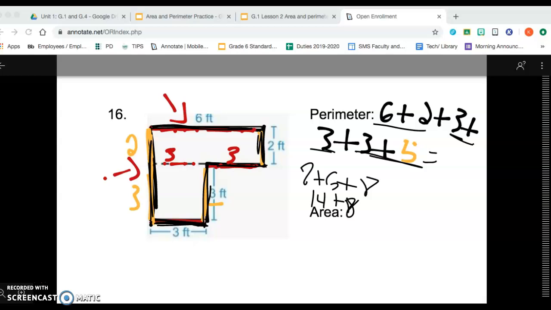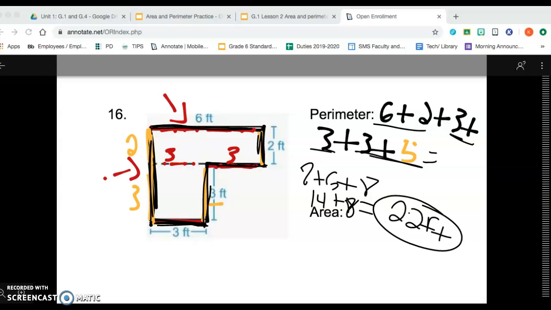Oh, messed up the 8 again. And then all we have to do is add 14 and 8, which gives us 22. So it's going to be 22 feet. And remember, it's perimeter, so we don't put the squared. So just 22 feet.